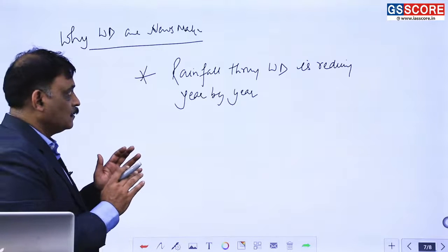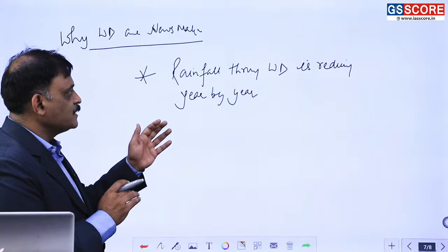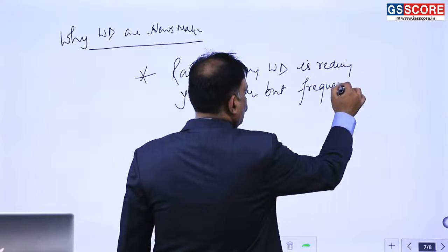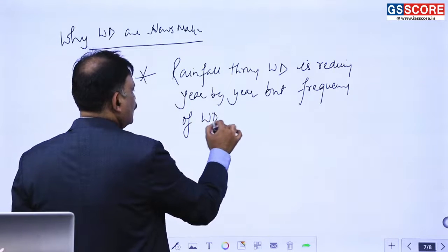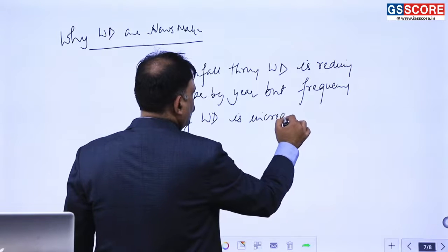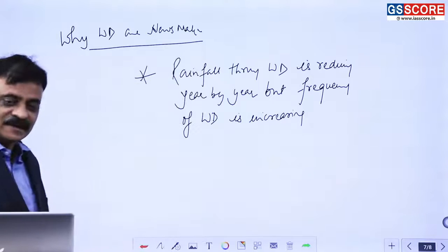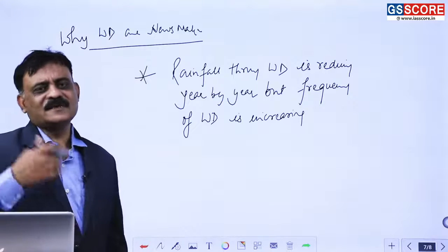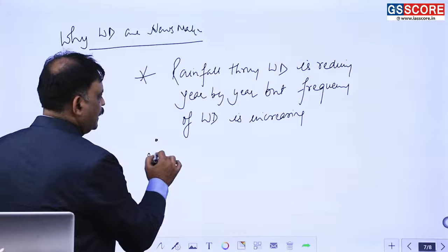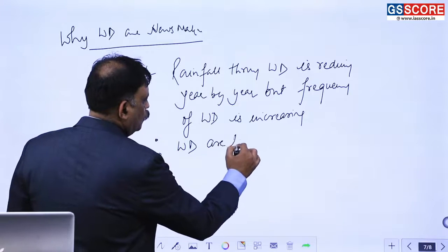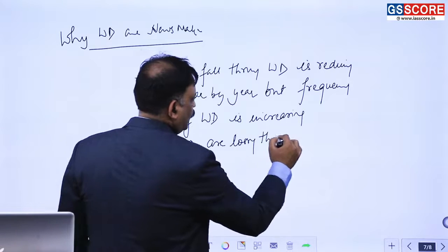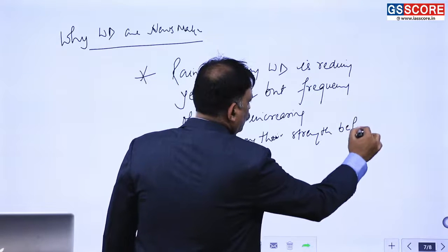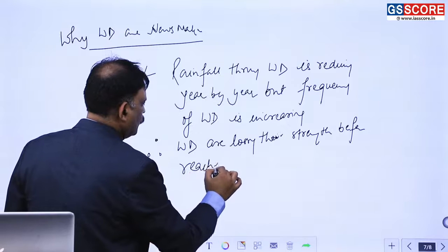But the rainfall due to Western disturbances is reducing year by year, but the frequency of Western disturbances is increasing. इसका मतलब क्या हुआ कि Western disturbances, by the time they reach our region, they lose their strength. Okay, it means that Western disturbances are losing their strength before reaching India, northern India.